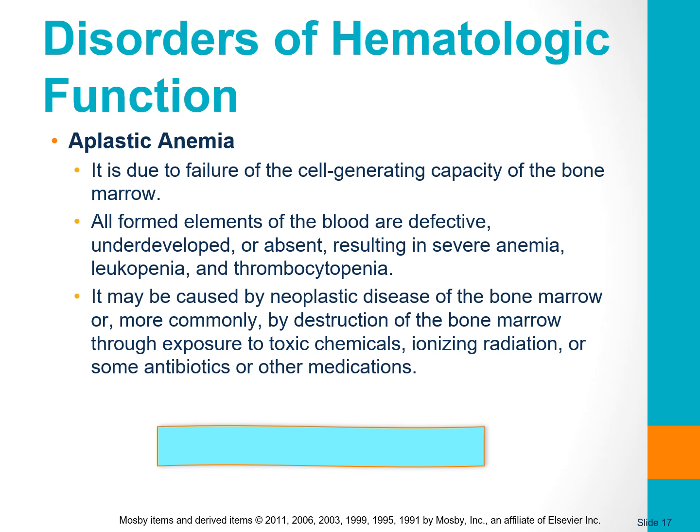Okay, moving into aplastic anemia. So this is due to a failure of the cell generating capacity of the bone marrow. This is really rare, but it is essentially an issue with bone marrow's ability to make correct cells. Okay, it can be an issue of making red blood cells, white blood cells, and or platelets. So all formed elements of the blood are defective, underdeveloped, or absent, resulting in a severe anemia, thrombocytopenia, bleeding, or leukopenia. It may be caused by a neoplastic disease or a cancer of the bone marrow, but more commonly by destruction of the bone marrow through toxic chemicals, ionizing radiation, or even some antibiotics and treatment.